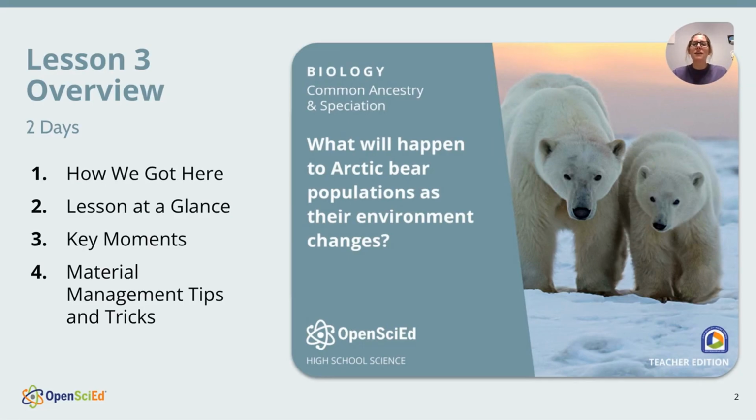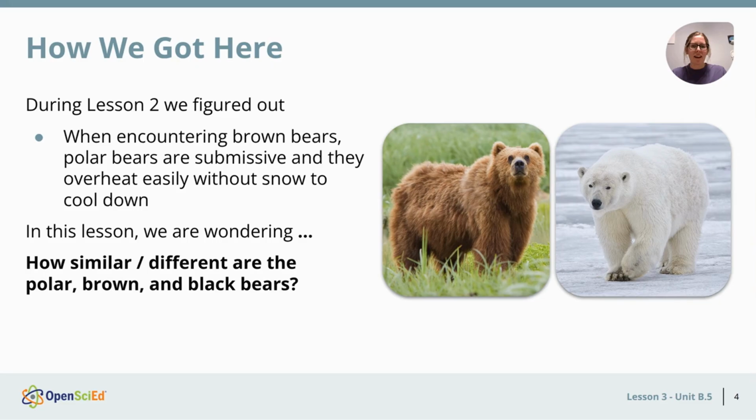In this video, we're going to look at how we got here, lesson at a glance, key moments, and material management tips and tricks. All right, how we got here. During lesson 2, we figured out that when encountering brown bears, polar bears are submissive and they overheat easily without snow to cool down, without that thermoregulation mechanism. In this lesson, we're wondering how similar or different are polar, brown, and black bears.